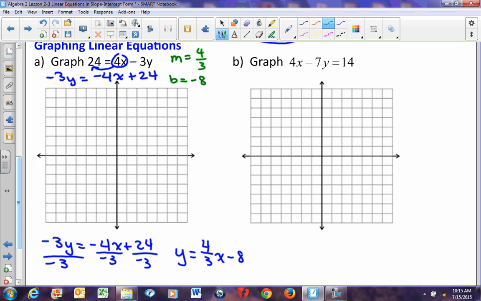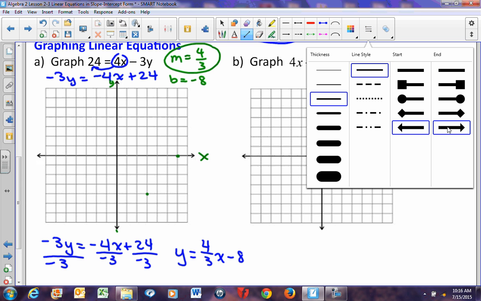So the first thing I'm going to graph is my y-intercept. So that's where it crosses the y-axis. So I'll start at 0 and go down 8. 1, 2, 3, 4, 5, 6, 7, 8. And then I will apply my slope, which if you remember is rise over run. So if my slope is 4/3, I will go up 4, 1, 2, 3, 4, to the right 3, 1, 2, 3. Plot that point, go up 4 more, 1, 2, 3, 4, to the right 3, 1, 2, 3. If your slope is positive, you go up to the right. If your slope is negative, you go down to the right.